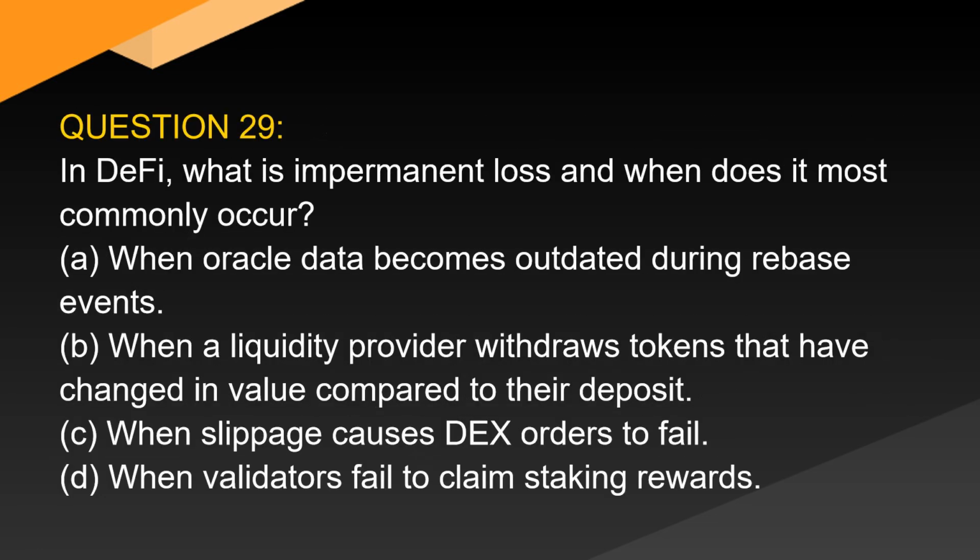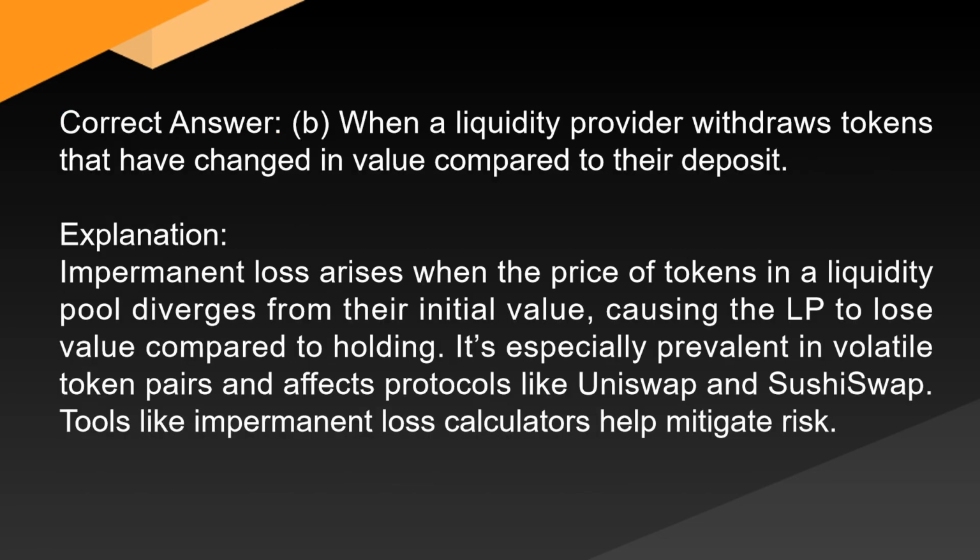Question 29. In DeFi, what is impermanent loss, and when does it most commonly occur? A. When oracle data becomes outdated during rebase events. B. When a liquidity provider withdraws tokens that have changed in value compared to their deposit. C. When slippage causes DEX orders to fail. D. When validators fail to claim staking rewards. Correct answer: B. When a liquidity provider withdraws tokens that have changed in value compared to their deposit.